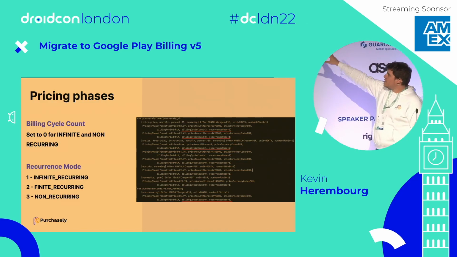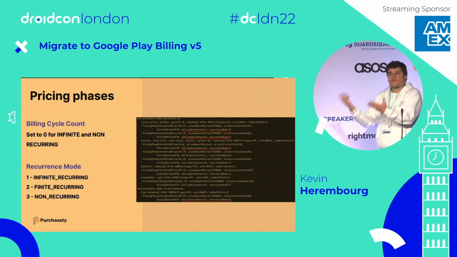So here, with the tags and knowing this recurrence mode, I can select which offer I want to provide to my user.